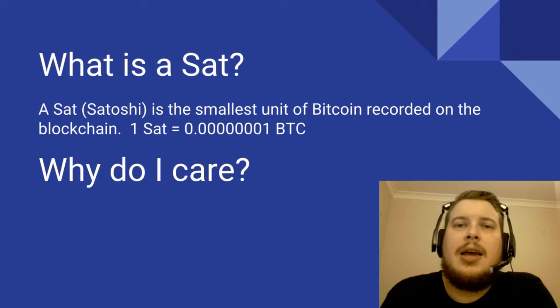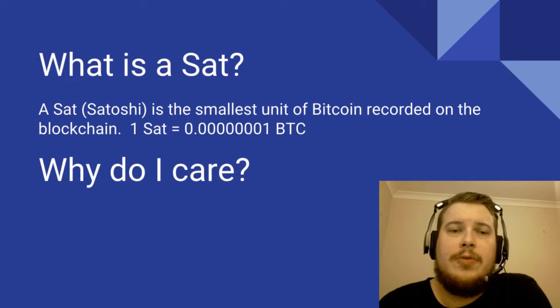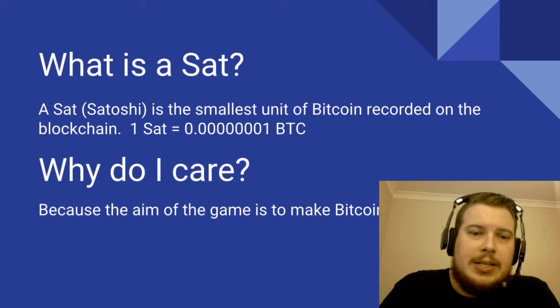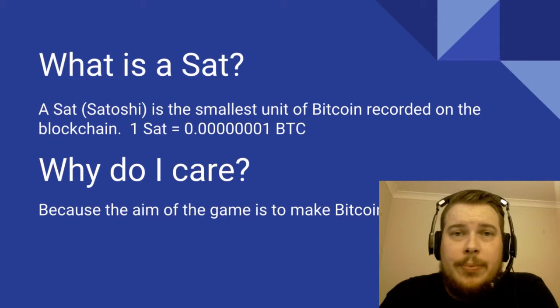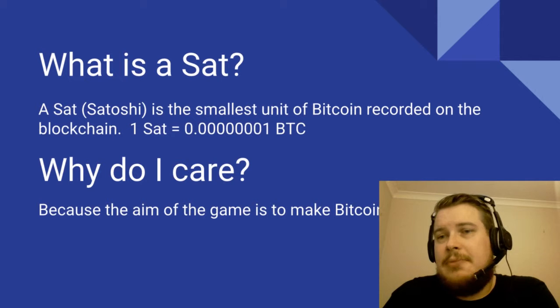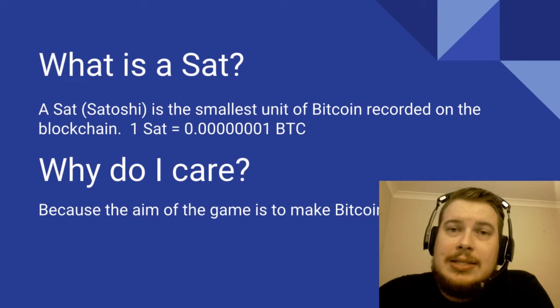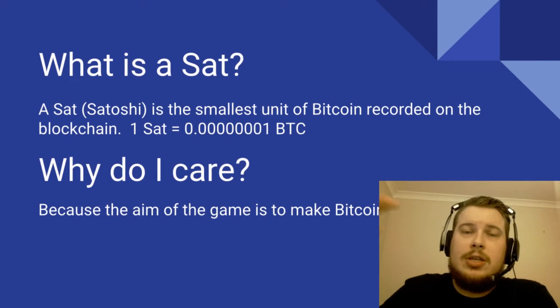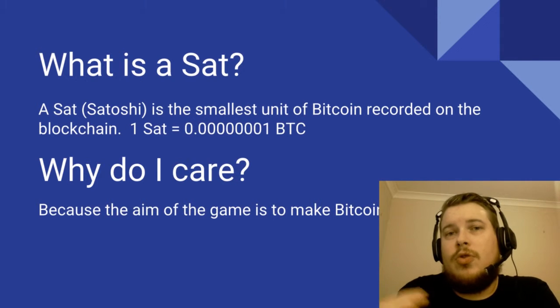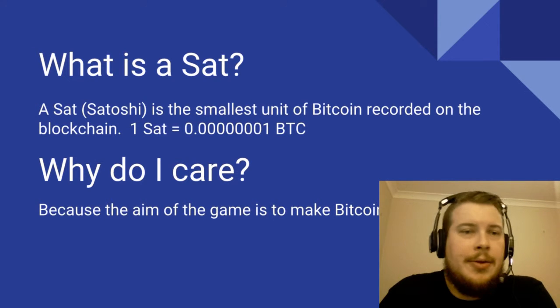It's like how in fiat currency, 1 cent is the smallest unit of a dollar. And why do I care about that? Because the aim of the game is to actually make Bitcoin. You might think it's to make fiat dollars, but at the end of the day, Bitcoin in 10 years' time will be worth a whole lot more than it is now. So the main aim of the game is to make Bitcoin and to be growing your Satoshis, growing your Bitcoins, rather than growing your US dollars or Australian dollars or British pounds or whatever you're trading with.